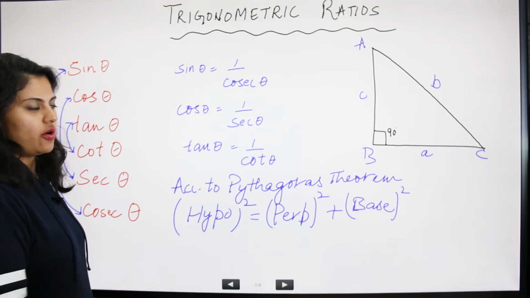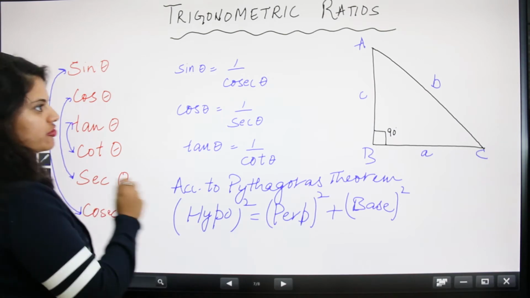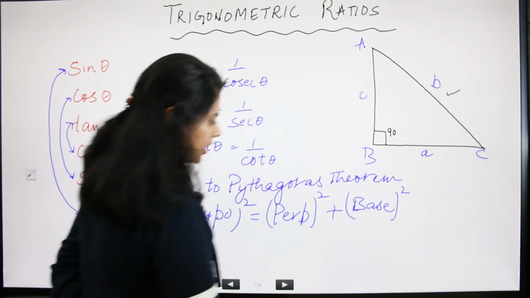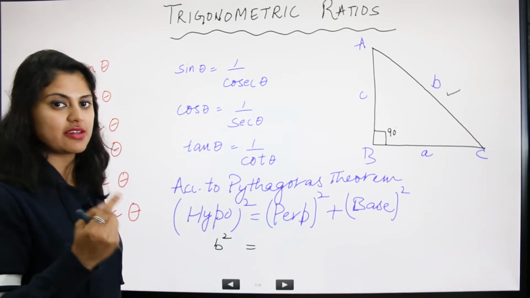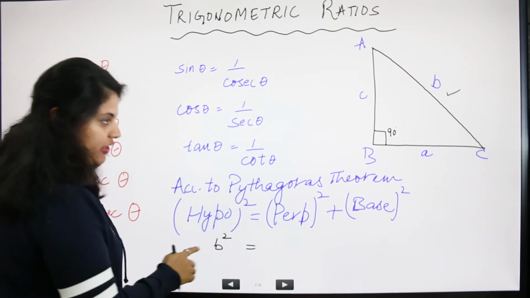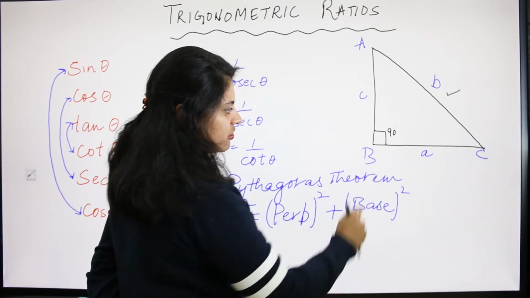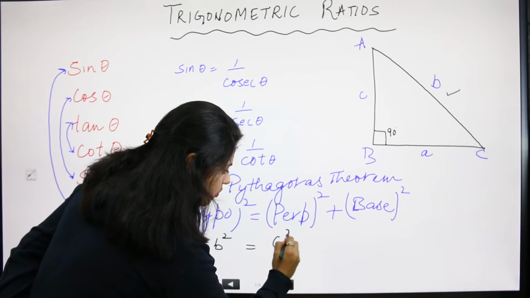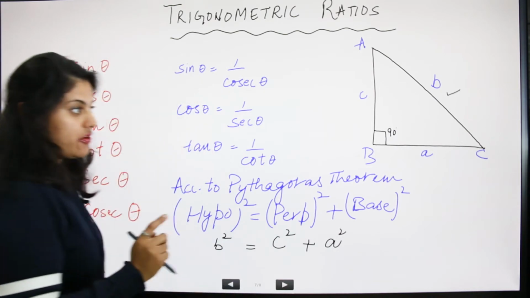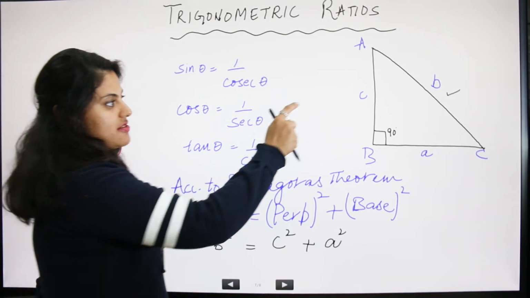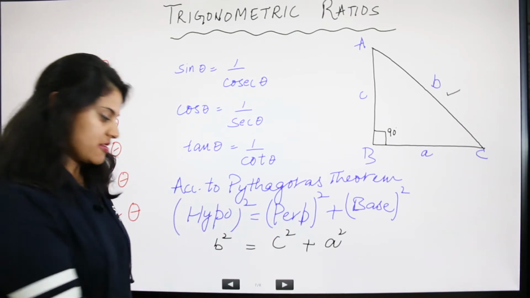So what is the longest side in the triangle? You can easily figure it out. The longest side of the triangle is this one, which is b, or you can say it is AC. So you can write b square for the hypotenuse. The perpendicular is this side, which is called AB, and we can take it as c square, plus the base is BC, which can be taken as a square. Also in the Pythagoras theorem, these sides can interchange. It depends upon which angle we are going to take. I am going to explain this.